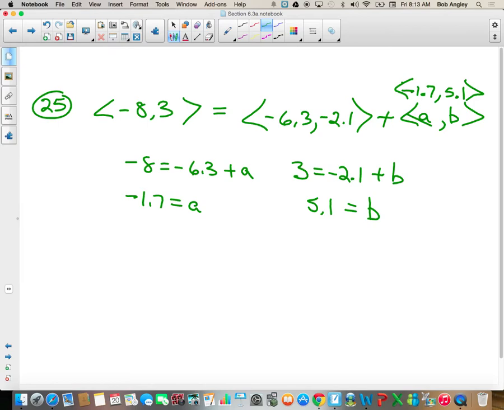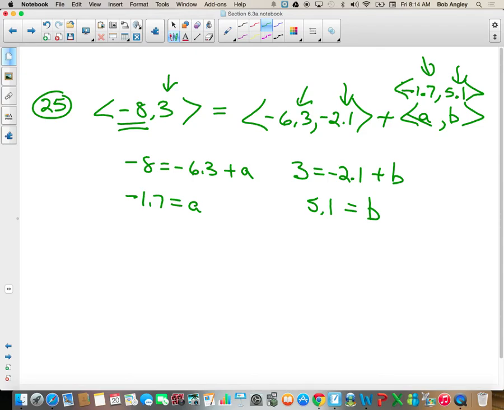Okay, now you can check this this way. Add that, I need to point at that because we're recording. I think we're recording anyway. Add that to this, and it should give us this one. Add this to that, and it should give us that one. Okay? All right, so that's 25.